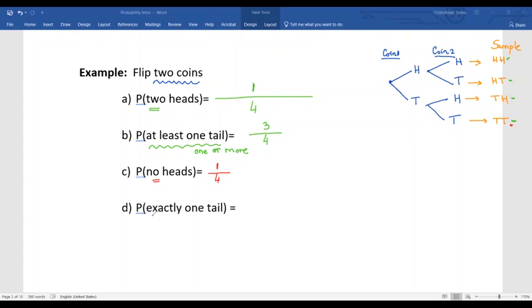And then the next one is, what is the probability of exactly 1 tail? I'm looking right here for exactly 1 tail. Well, this is not exactly one tail. This one has exactly one tail, and this one has exactly one tail. So I have 2 out of 4, which means 1 out of 2.